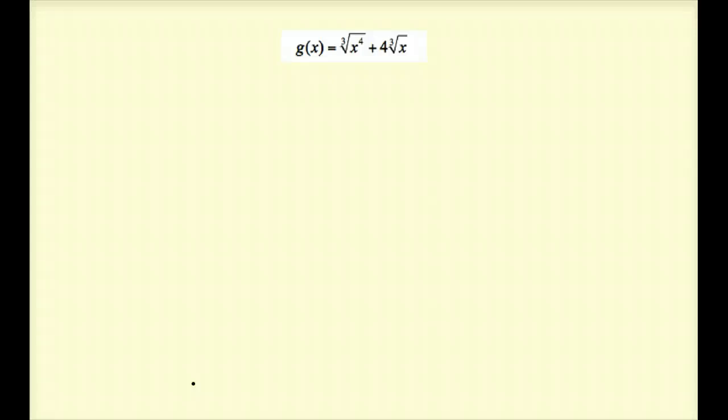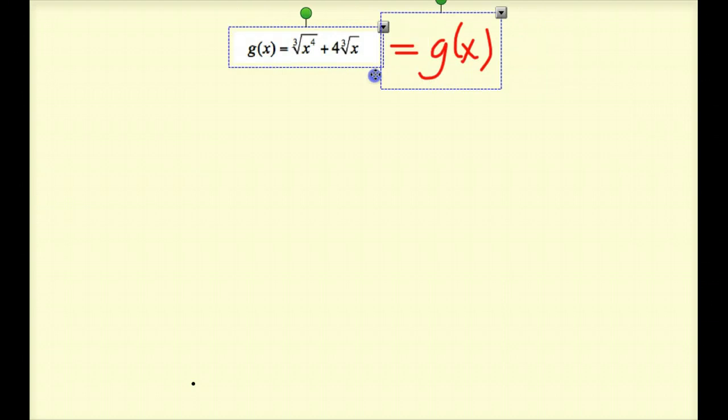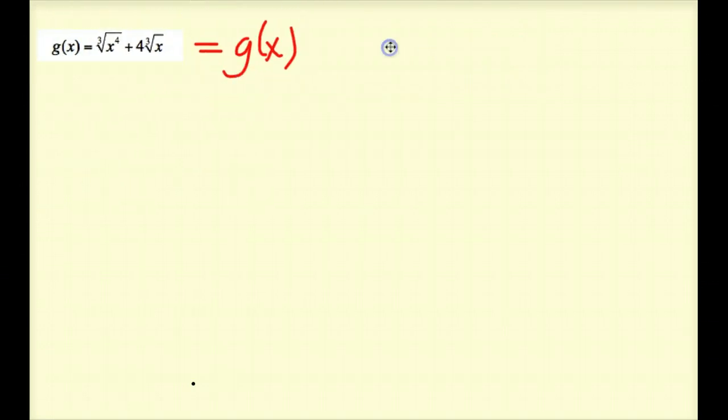Okay, so let's go ahead and take a look at the solutions of these problems. In order to do this, the first thing I'm going to do is rewrite my equation so that it's easier to take the derivative. This gives me g of x is equal to x to the 4 over 3 plus 4x to the 1 over 3.